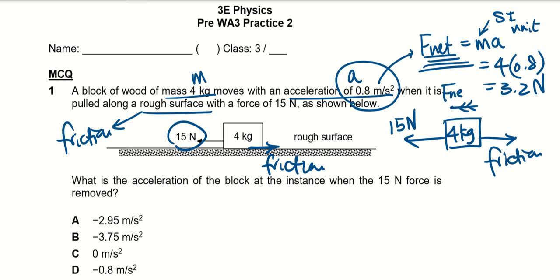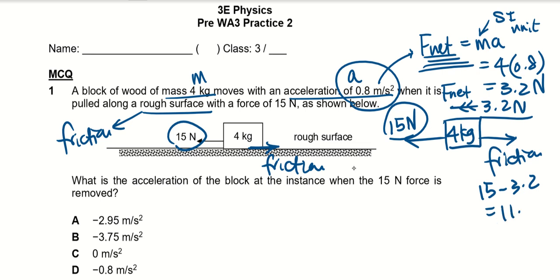This is how you represent the F net. It should not be touching the object. It should be above, and it should be represented with a double arrow to show that it is an F net. So my F net is actually 3.2 newton. Very strange, because I'm pulling with 15 newton. However, the F net that I get is only 3.2 newton. That means my friction must be 15 minus 3.2, because this friction is opposing my motion. So I'll get 11.8 newtons. So this is my frictional force when it's being pulled on this rough surface.